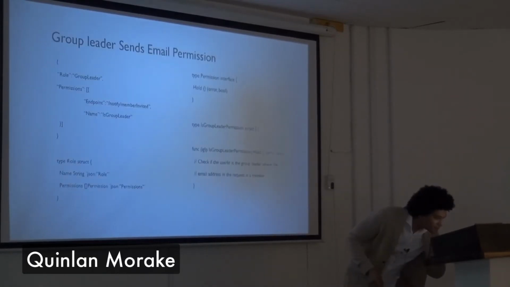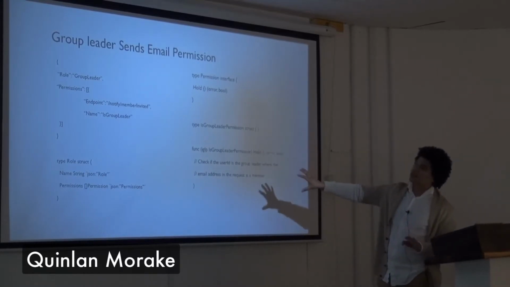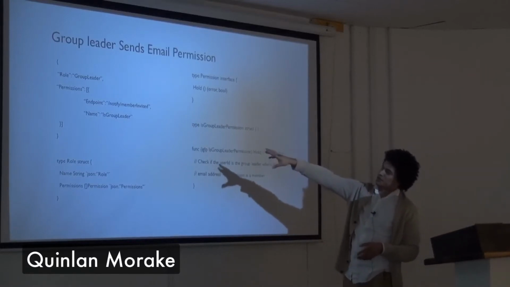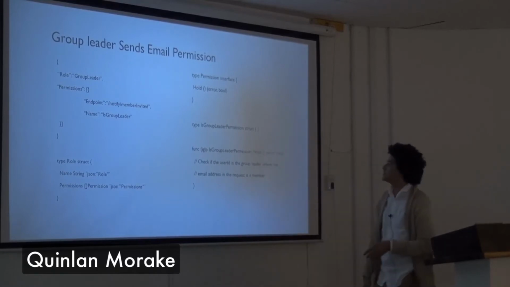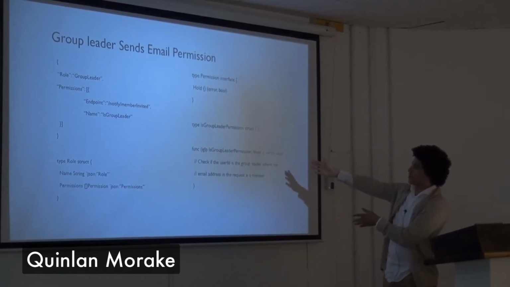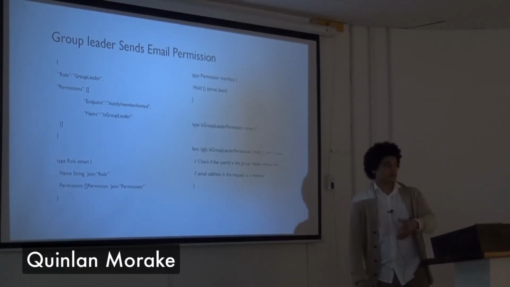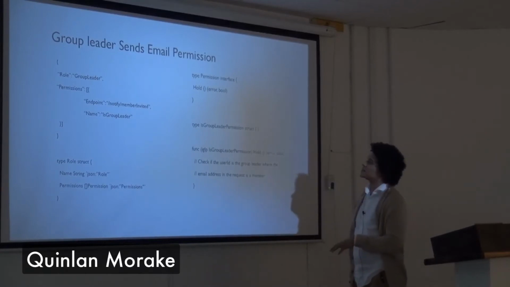And this is what it looked like in the first iteration. We had our JSON representation over there of what the data is going to come in as. We had an interface for the permission. And this is just one I'm using as an example, the group leader permission. So only the group leader can send an invitation to someone else. And the role ends up looking like that.